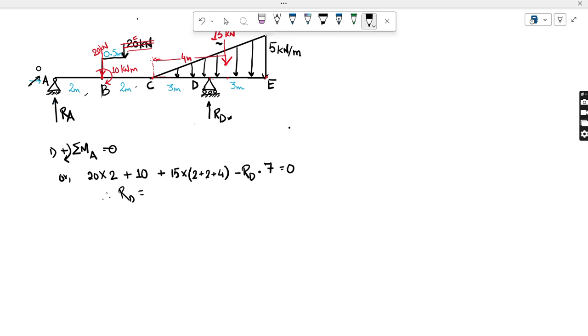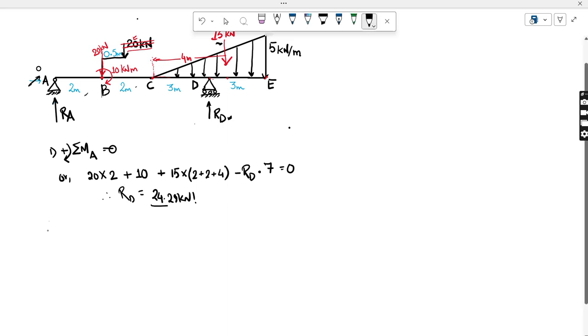RD will come out as, I think, 24.28 kilonewton. Okay, so let me first check it rapidly. Okay, so my RD has come out as 24.28 kilonewton.